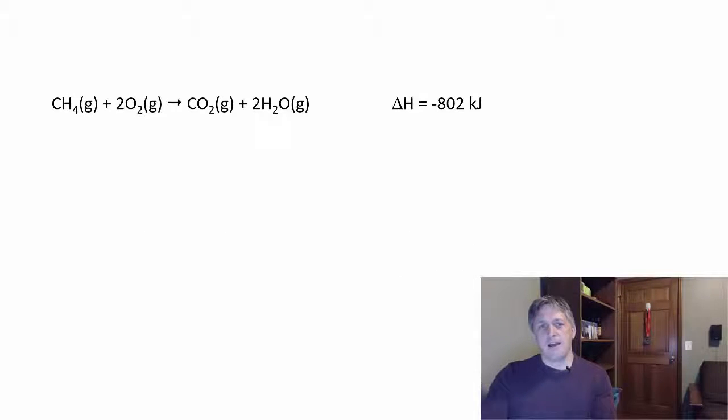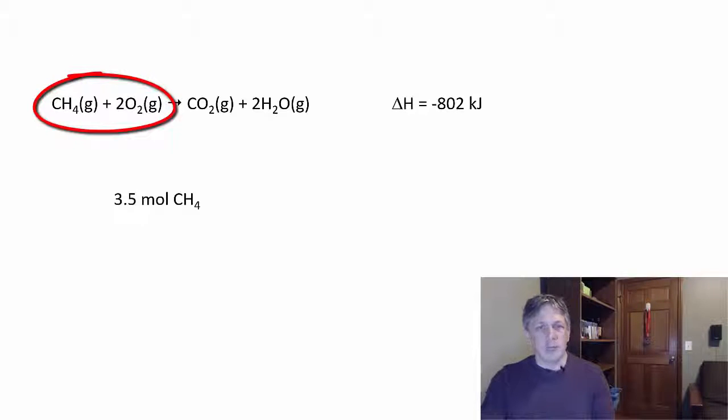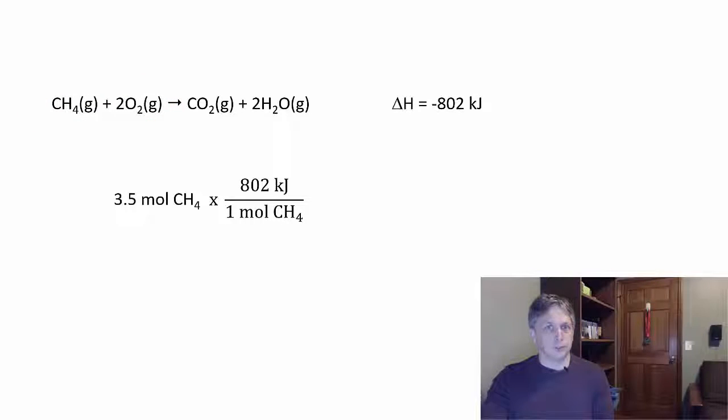But what if you don't have, going back to our first equation, a mole of methane? What if you have 3.5 moles of methane? Well, if we were converting 1 mole of one thing to a mole of another chemical, we would just look at the coefficients in our balanced equation. Like methane to oxygen, 1 to 2. It's the same idea here because, again, it's one big equation. So again, for every 1 mole of methane, you're losing 802 kilojoules of heat. So that should give you about 2,800 kilojoules.